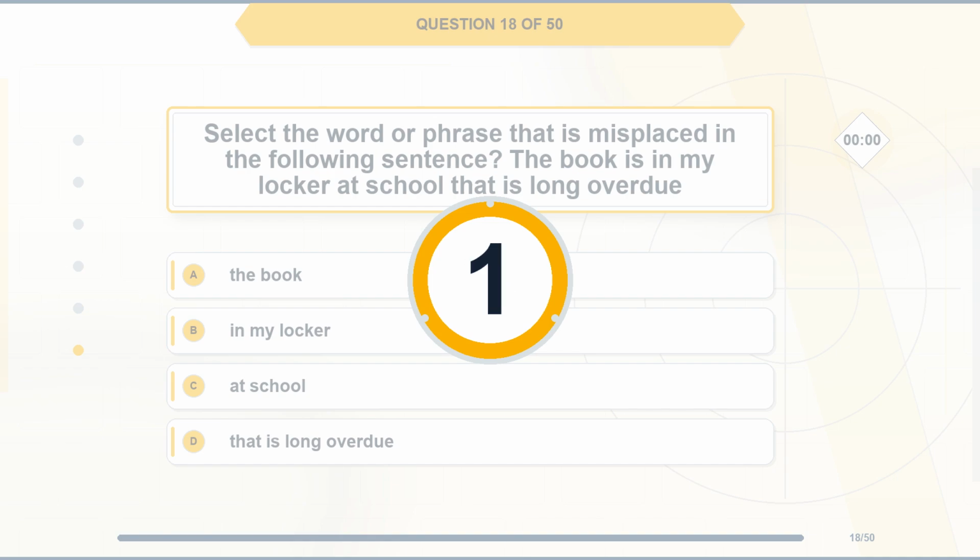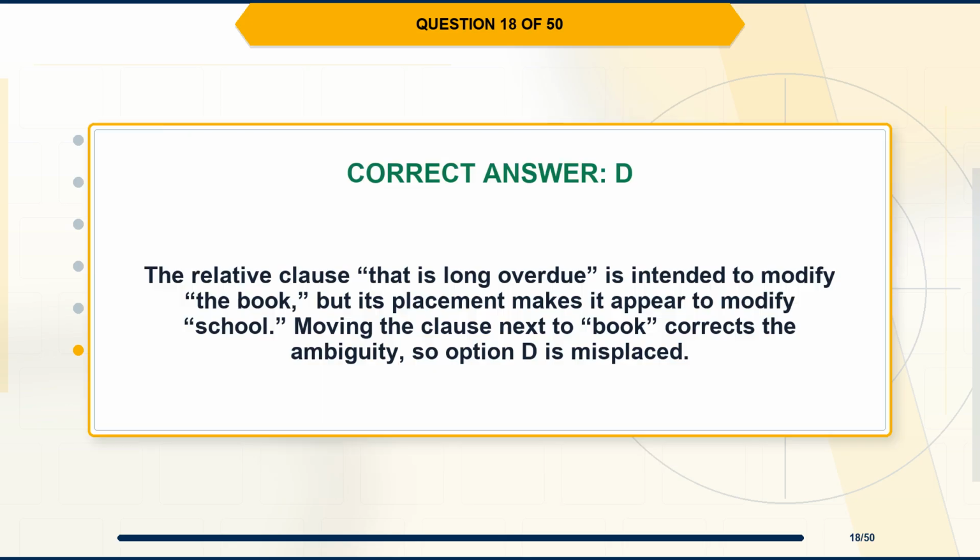The correct answer is option D, that is long overdue. Explanation. The relative clause, that is long overdue, is intended to modify the book, but its placement makes it appear to modify school. Moving the clause next to book corrects the ambiguity, so option D is misplaced.